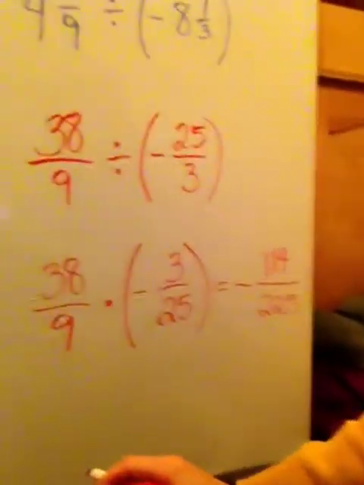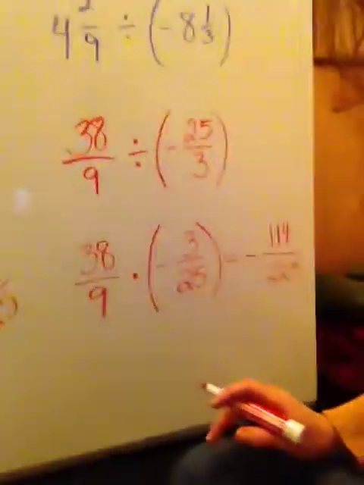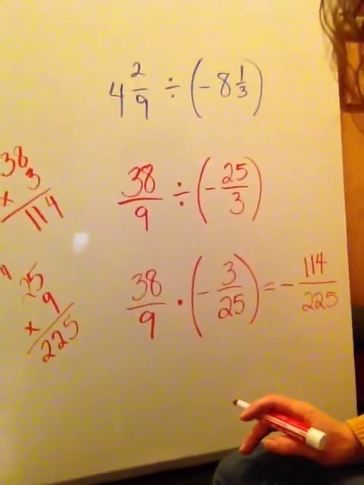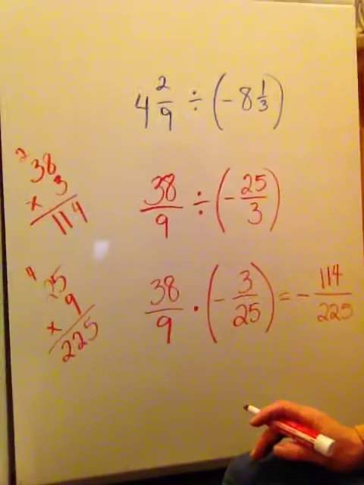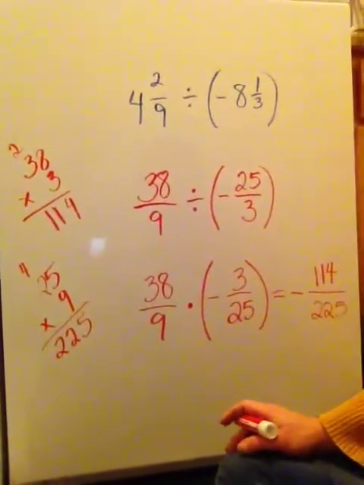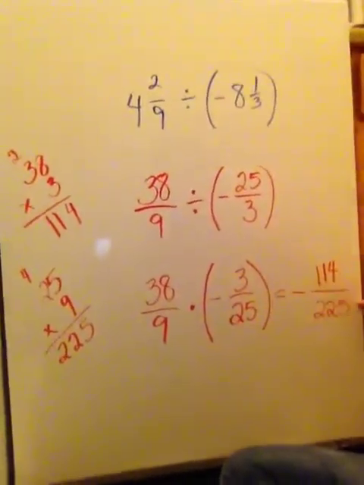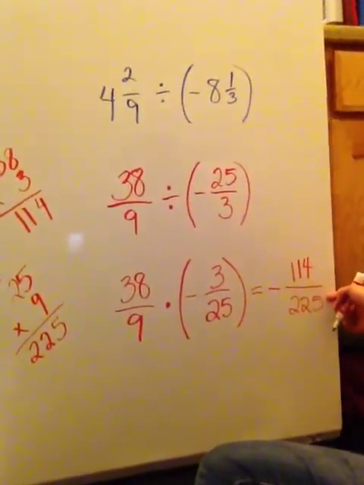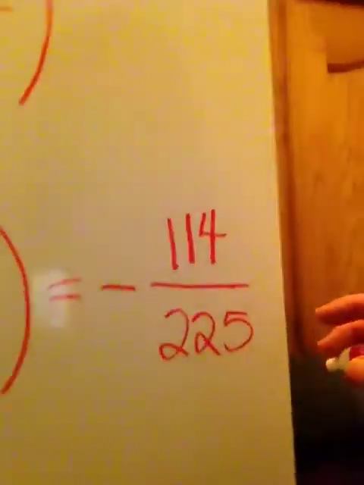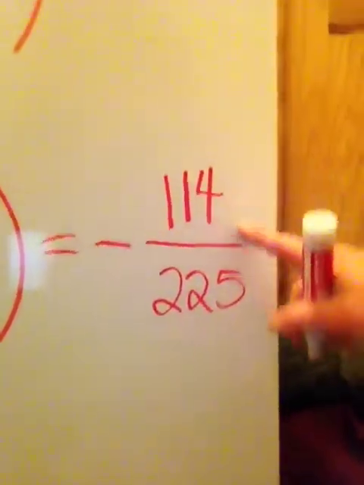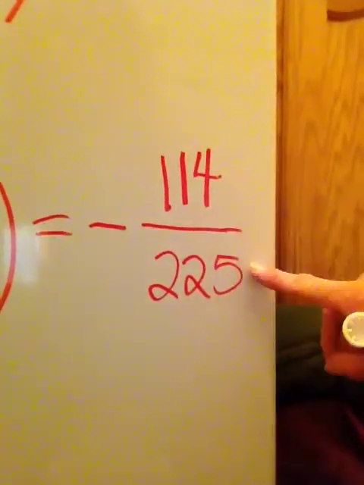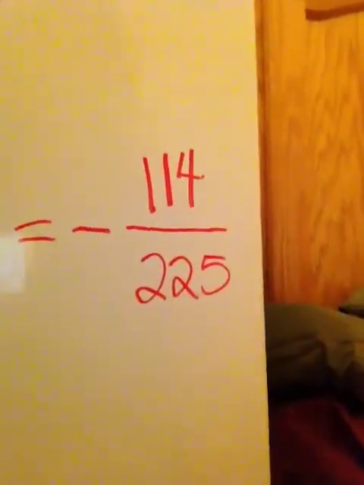Sorry, I'm trying to make it so you can see everything we've done, but I don't know that I can get it all there. So now we just need to look and see if there's something that will go into both our numerator and our denominator so we can reduce. They're not both even. This one is, but this one's not. They both don't end in a 5, so we can't do any of those tricks.